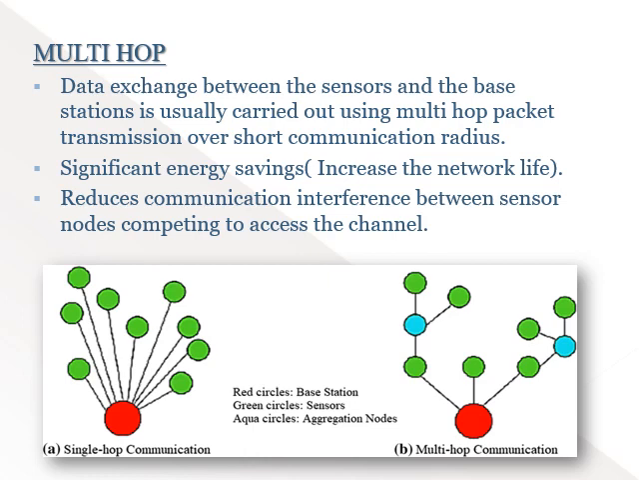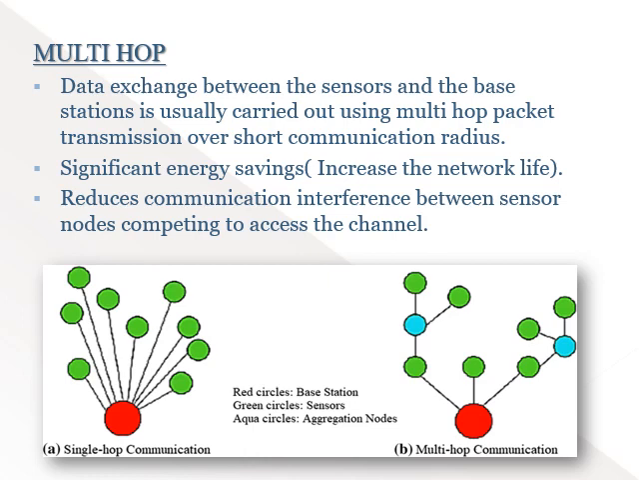Then comes the multi-hop communication technique. Data exchange between sensors and the base stations is usually carried out using multi-hop packet transmission over short communication radios. We are also aware of the fact that sensor nodes have short communication radios, so practically the multi-hop technique can only be feasible to carry out the data transfer. Moreover, it significantly saves energy and increases the network life.